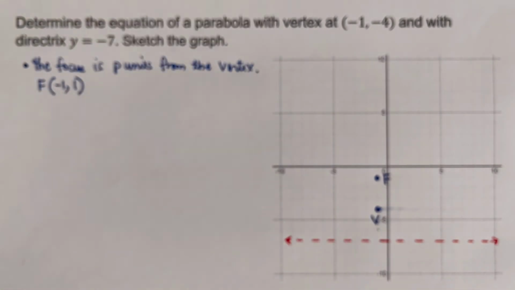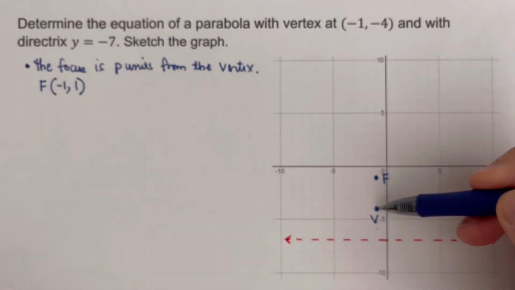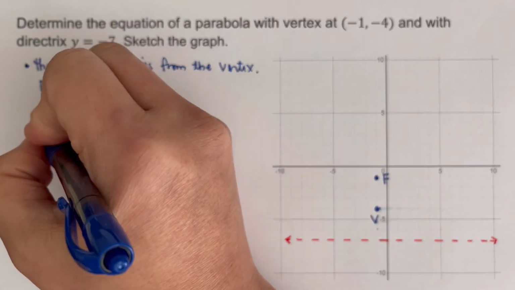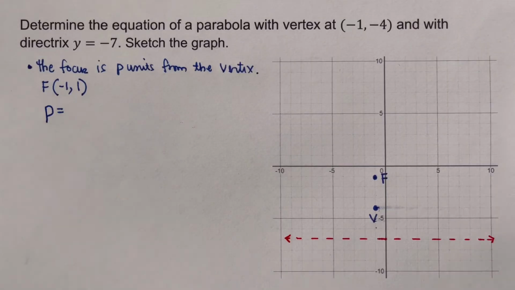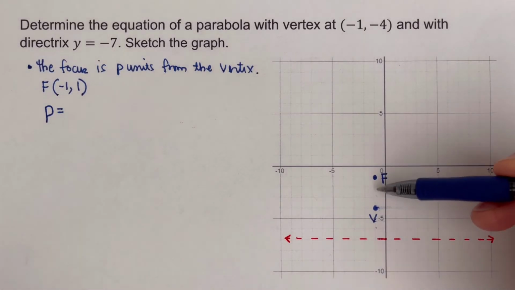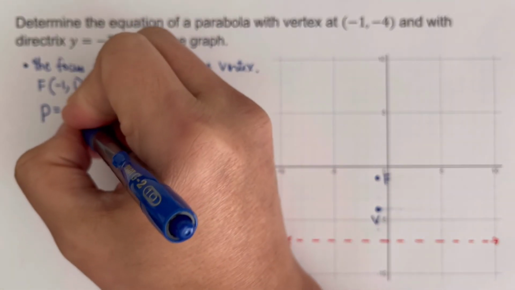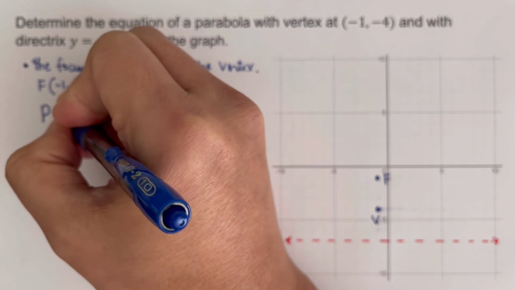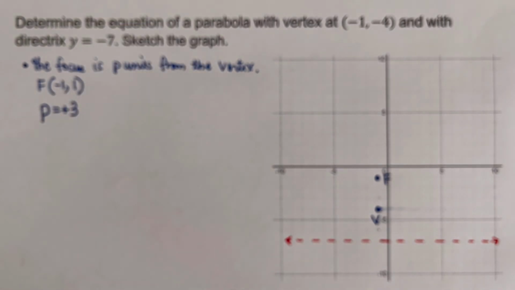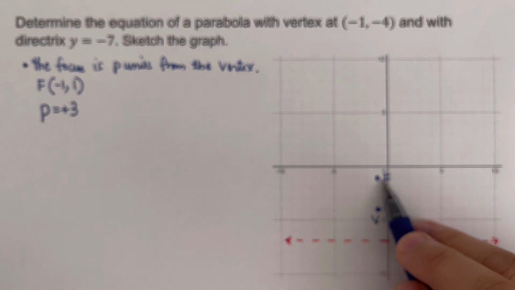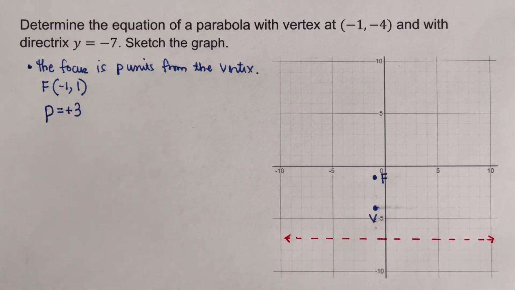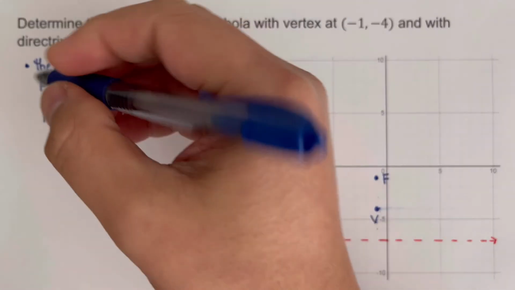So (-1, -1). Now we remember that the distance from the vertex to the focus is represented as letter p, so we can go ahead and count it: 1, 2, 3. So that's going to be 3, and I take a positive value. The reason why this is positive is because the focus is above the vertex. So I'm going to write that down here.